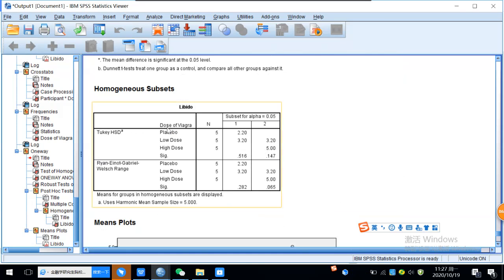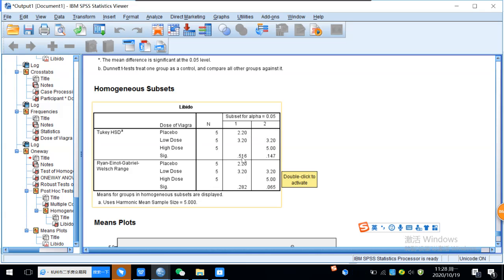Also, here is the homogeneous subsets. This table shows the result of the Tukey test and the REGWQ test, right? Yes, here is the subset. Look here. Here is group 1, here is group 2.